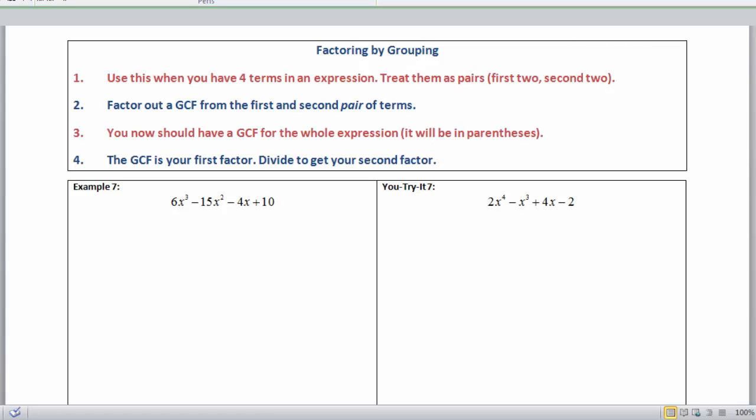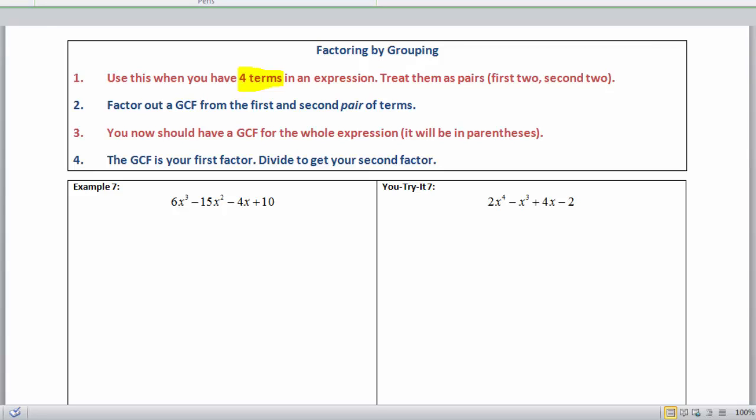Our next method of factoring is going to be factoring by grouping. At this point, for our purposes, we're going to think of using grouping when we have 4 terms, assuming there's no GCF. So we're going to try grouping whenever we have 4 terms and there's no GCF.